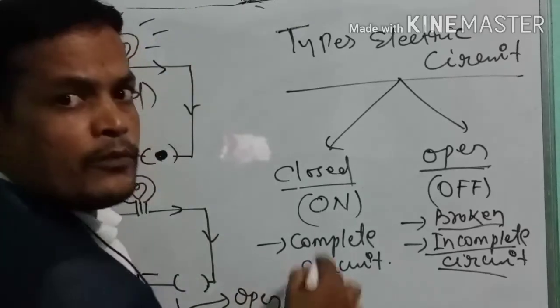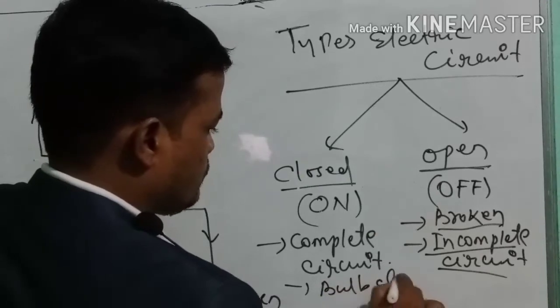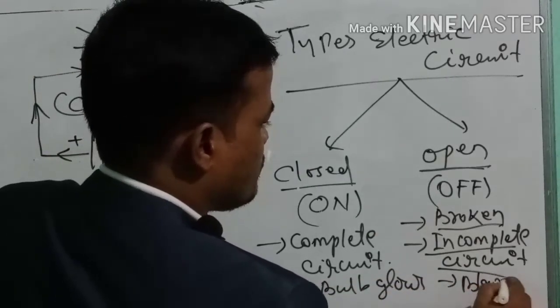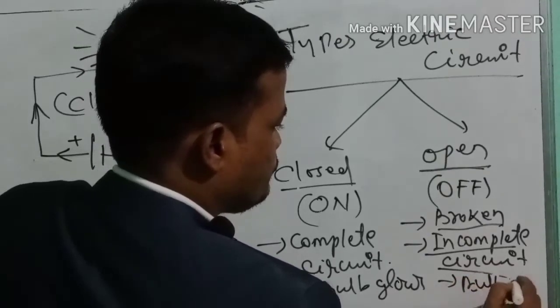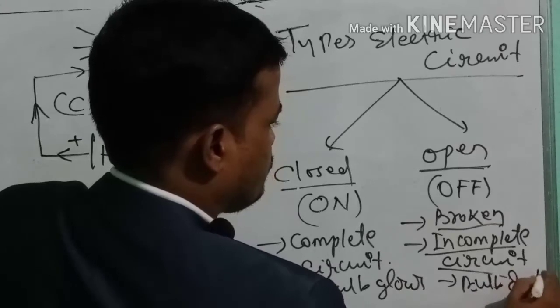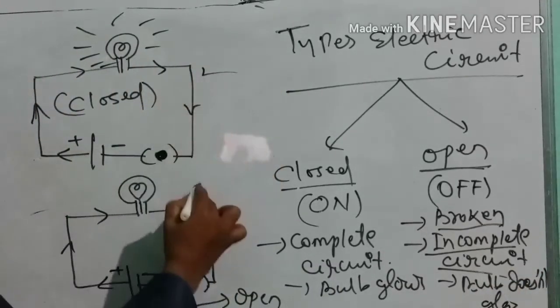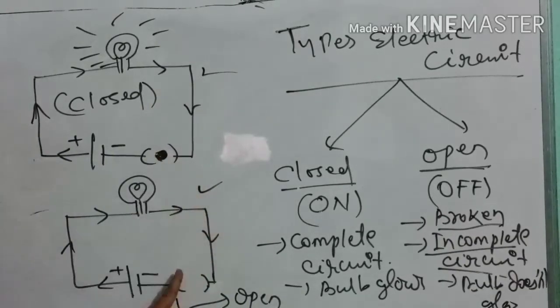In this case, the bulb glows. Bulb doesn't glow in this case. So see, this is your complete circuit, this is your incomplete circuit. These are two circuits. If the switch is in on condition, the bulb glows; in this case the switch is not on, it is in off condition.